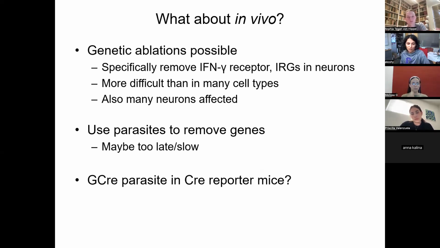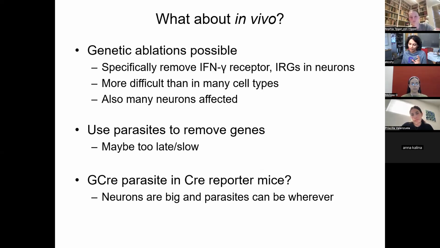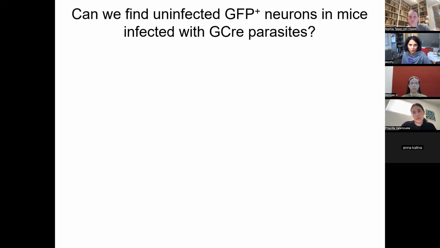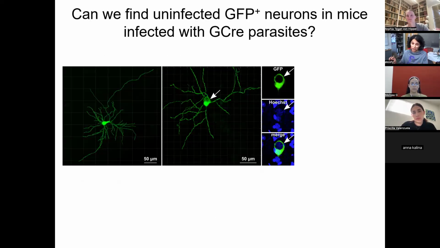And so maybe we could use these G-Crees in our Cre reporters, right? Since the neurons are big and parasites can be wherever, if we can do whole neuron reconstructions, if we can see a green neuron that doesn't have a parasite in it using the G-Cre, we can be fairly confident that that neuron cleared the parasite. And so that's what we did. And so we, being a grad student named Emily Merritt, spent a long time doing these neuron reconstructions.